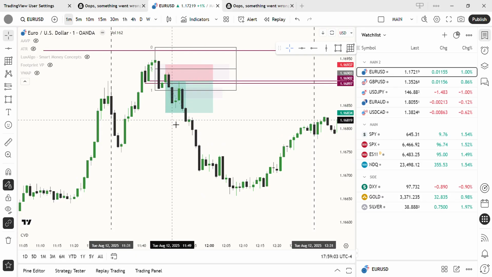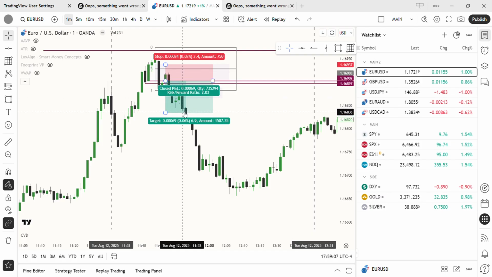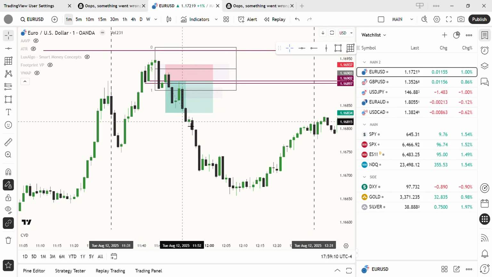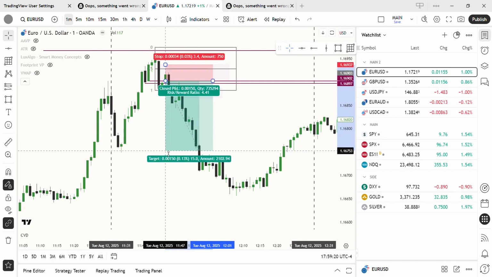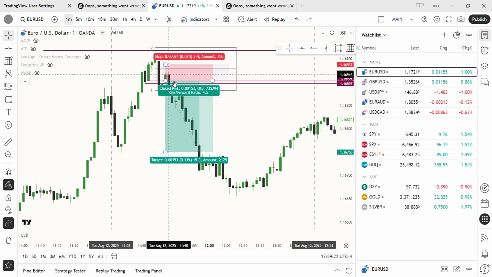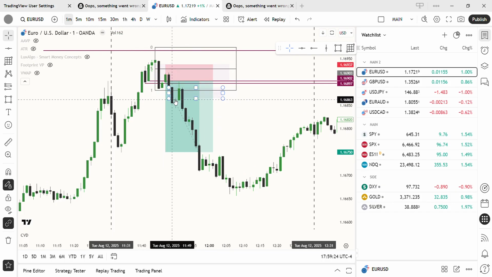Probably once price, I feel like after this candle close and I saw price trend down after here, if I was targeting these lows, I would have moved my stop to break even, probably around the top of this imbalance here.